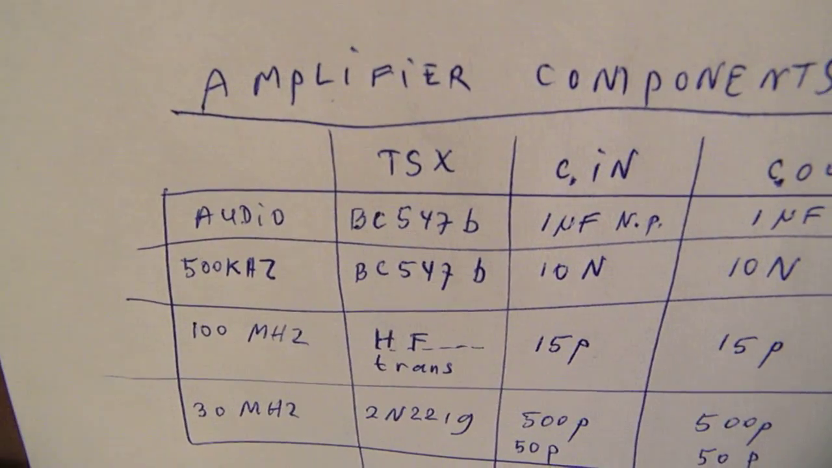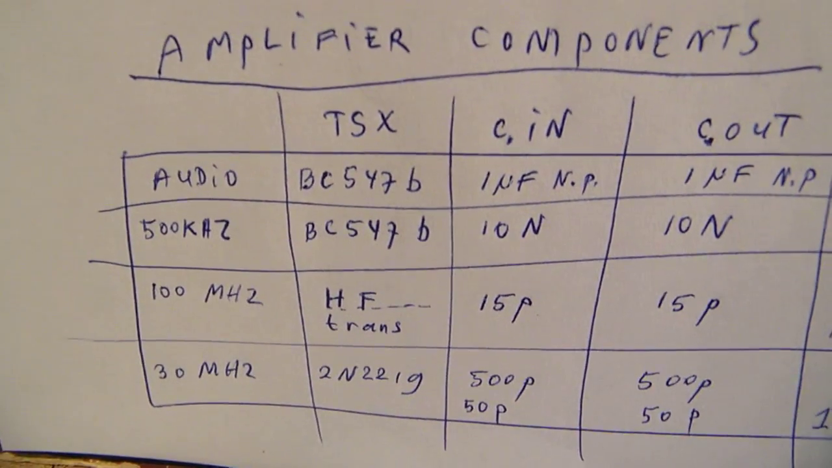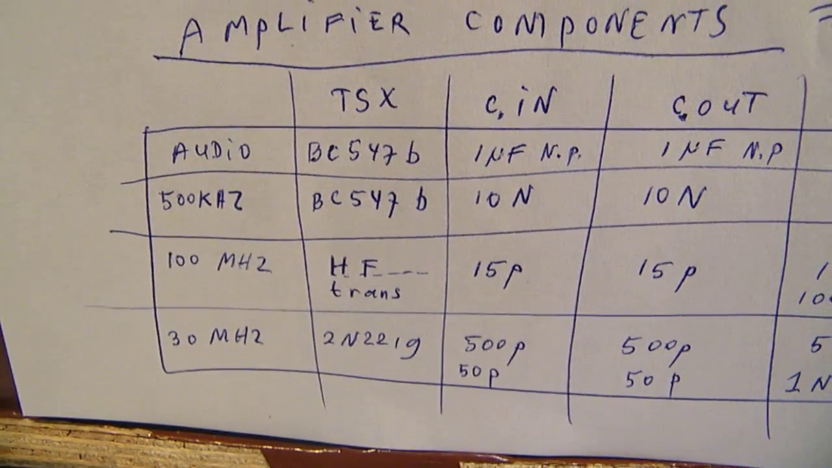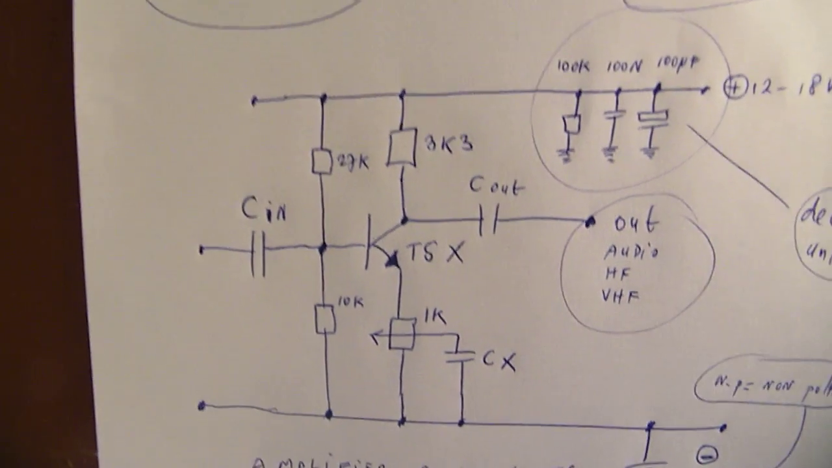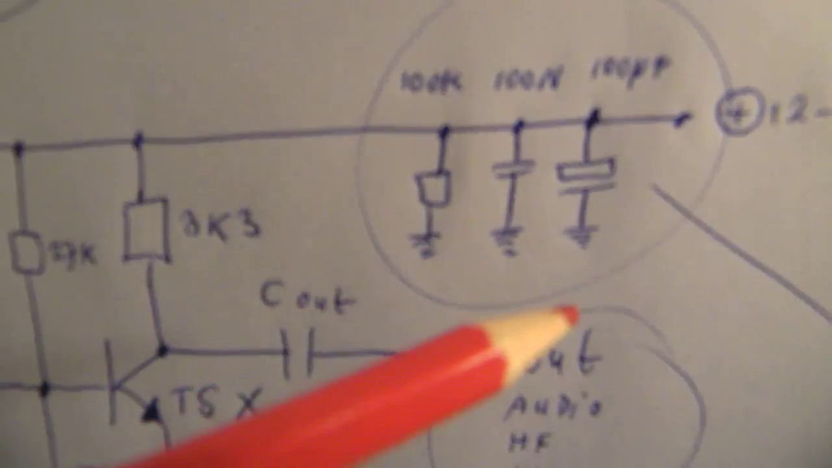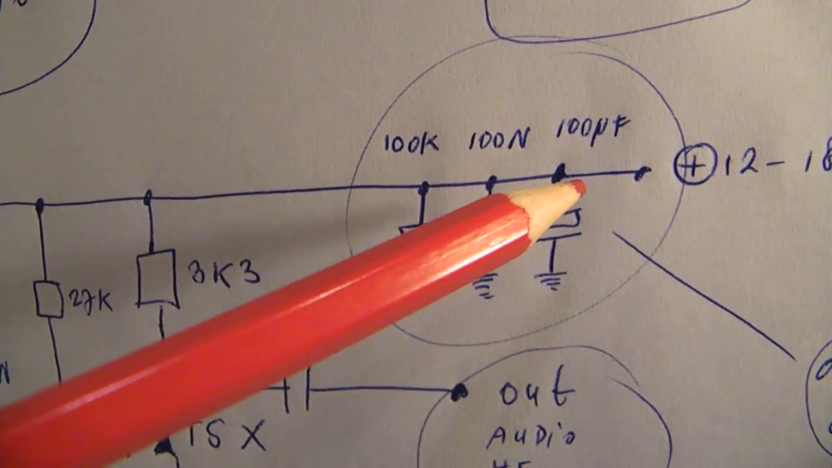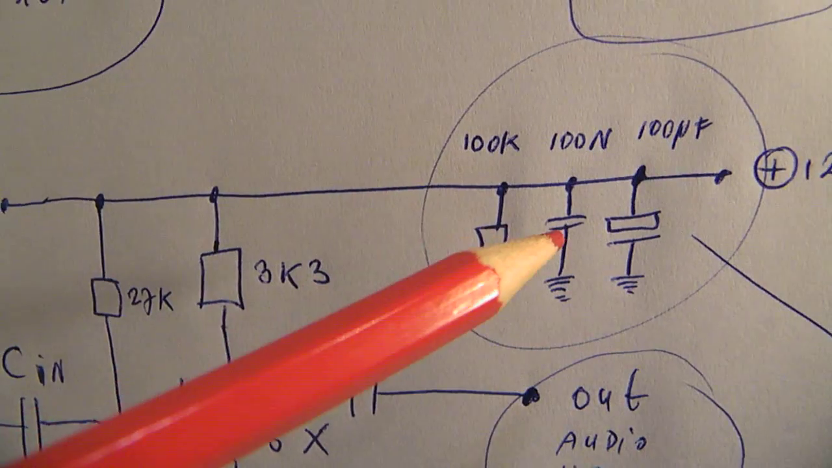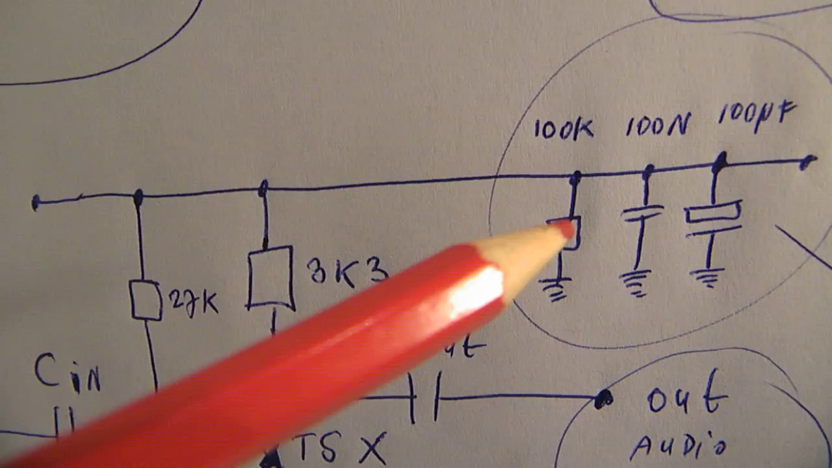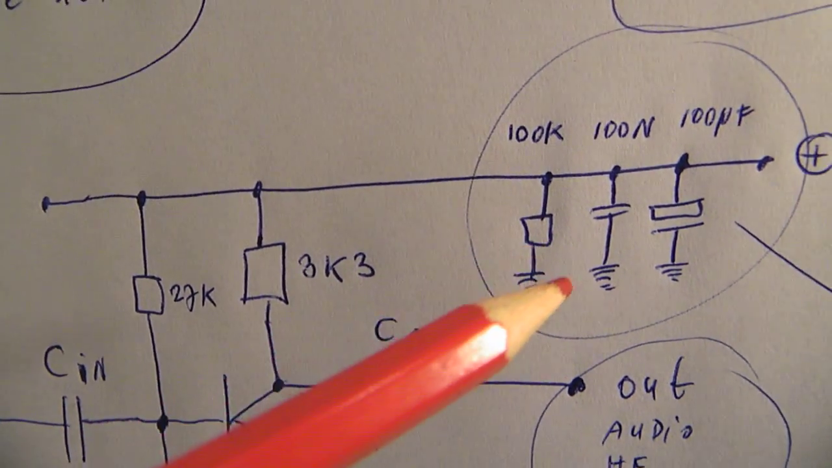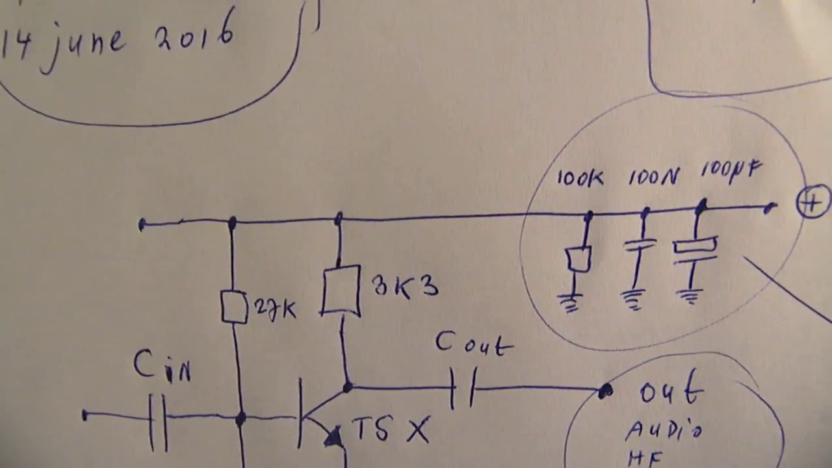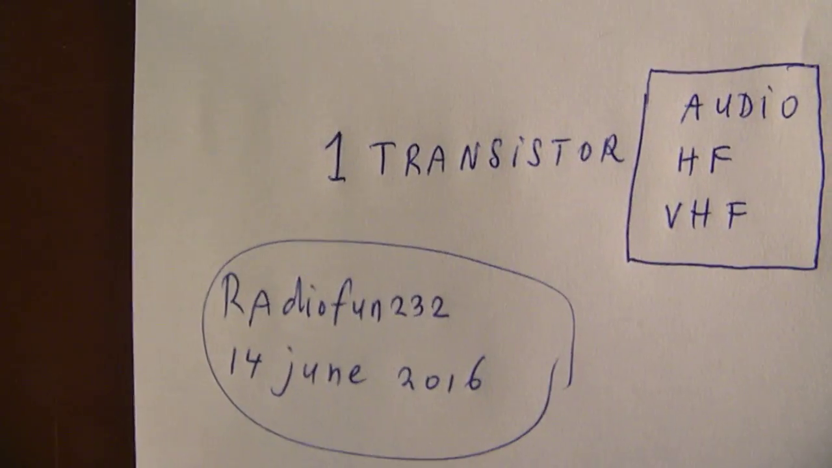Our camera runs out in 2 minutes, so here the table again, here the schematic again. This is, by the way, the decoupling unit, 100 microfarad, 0.1 microfarad and 100 kilo ohms or 470 kilo ohms. Wish you luck.